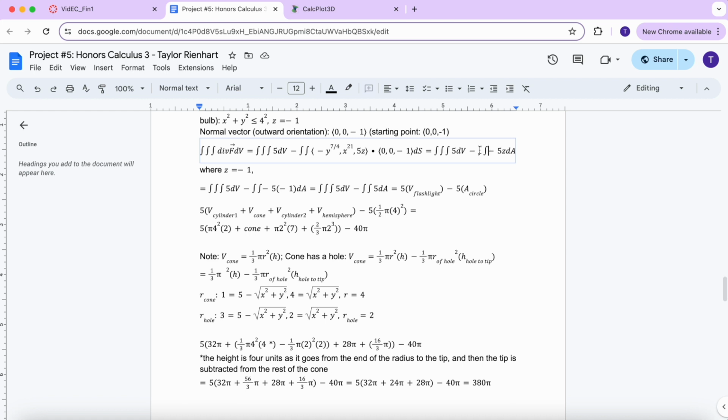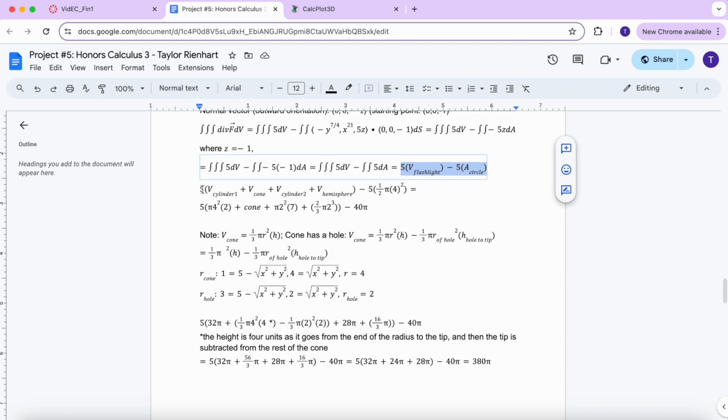Now we have a triple integral of 5 dV, which is the same thing as 5 times the volume over our region, minus -5z dA. It's important to note that z is equal to -1 in our region, which closes the graph. This means that we have the triple integral of 5 dV minus the double integral of 5 dA. This is the same thing as saying 5 times the volume of the flashlight minus 5 times the area of our circle, which closes our region.